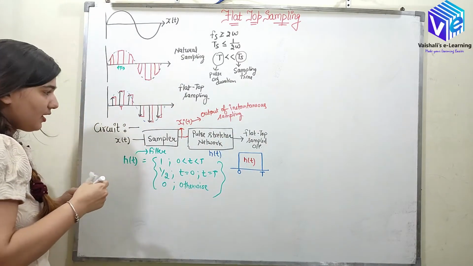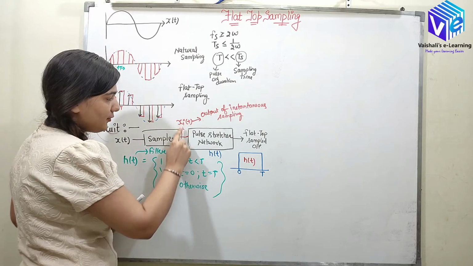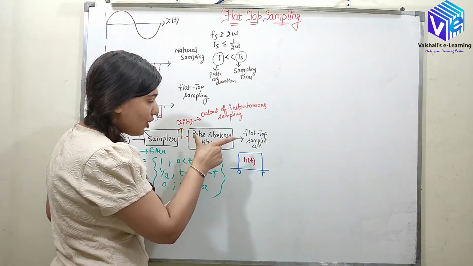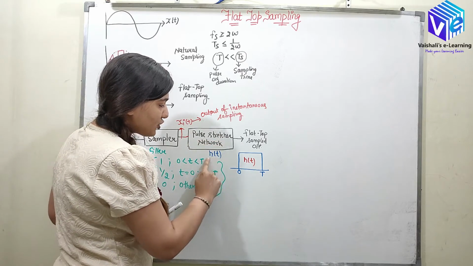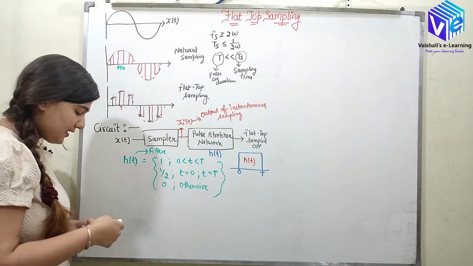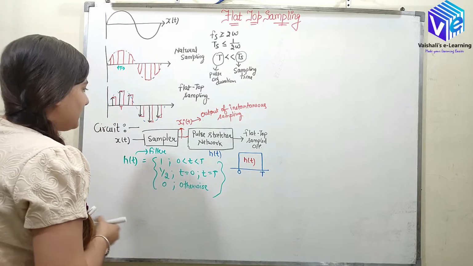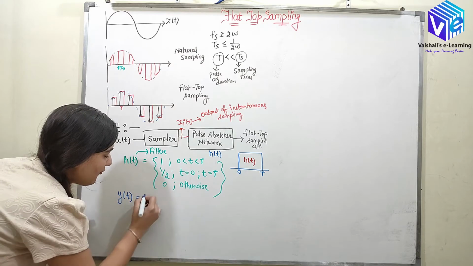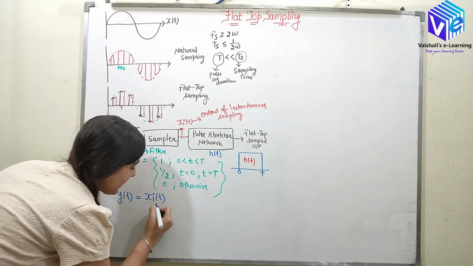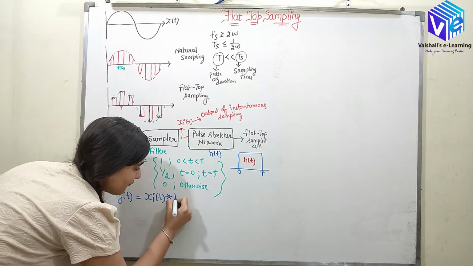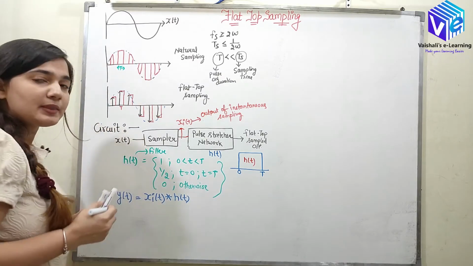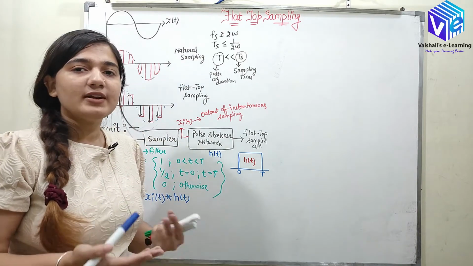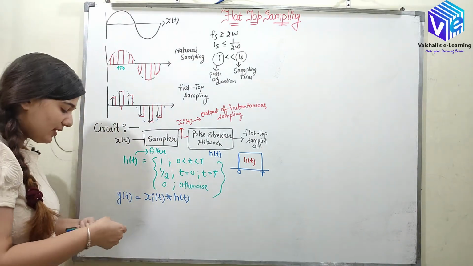So now I hope you can understand. Here we have xi(t), which is the output of the instantaneous sampling. Now it is convolved with the h of t to get the flat top sampled output. If I am denoting the output with y of t, what would be the y of t? y of t would be xi of t convolved with h of t. Now we know the convolution in the time domain will result in the multiplication in the frequency domain.